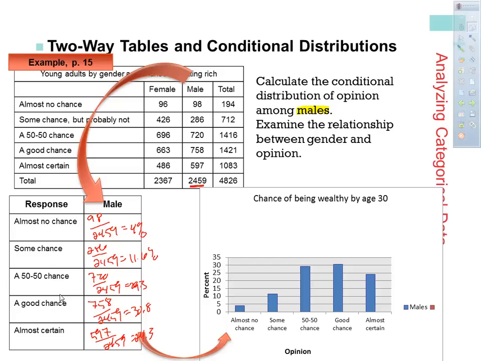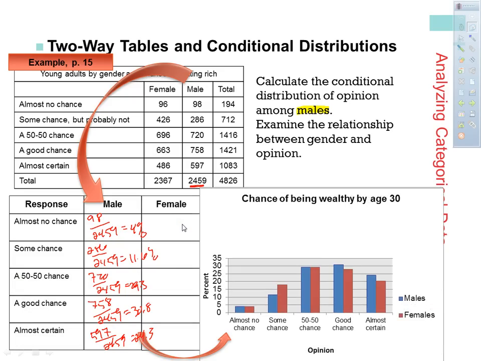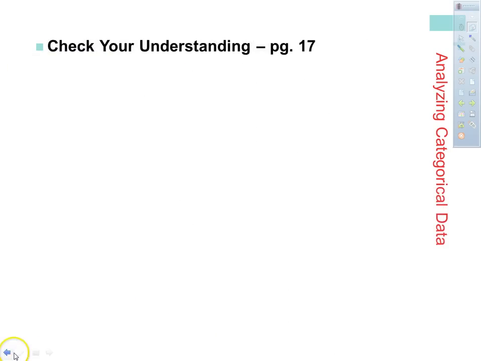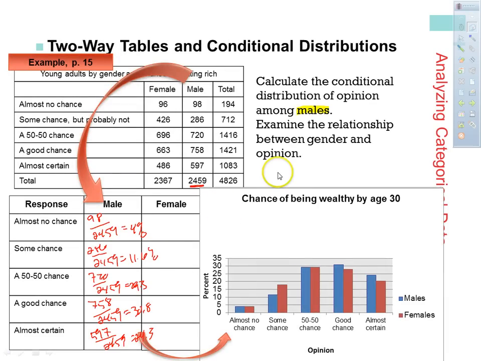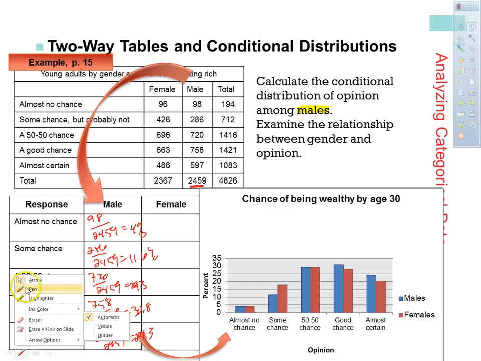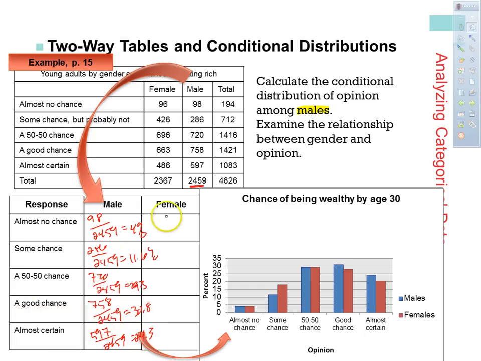Now, the next question here is examine the relationship between gender and opinion, right? Well, if we're going to do that, then I need the conditional distribution for both males and females. So we would need to go back and create that distribution for the females. And of course, we didn't have that. So I'll write down the first couple. If you want to fill in the rest just for your own completeness, that's completely fine, but I don't want to waste your time here.